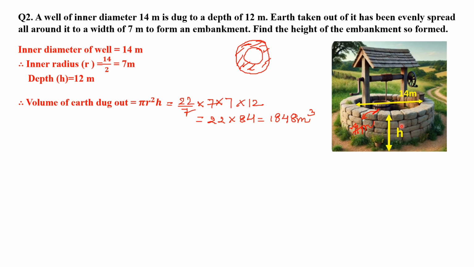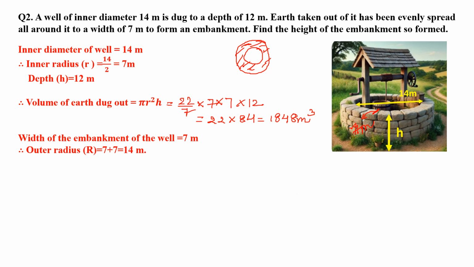An embankment is made up of the earth which they have taken out to make a well. So the volume of that embankment will be equal to 1848. So let's proceed. The width of the embankment is given as 7 meter. Now see, the inner radius of the well is 7 meter. Now to that you have to add the 7 meter thickness, isn't it?